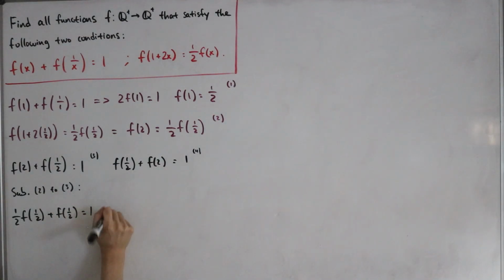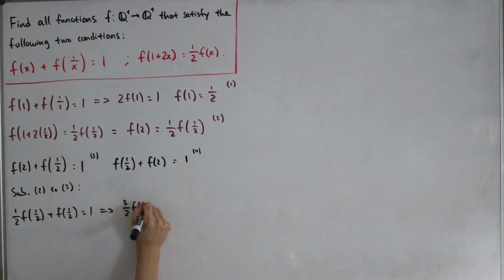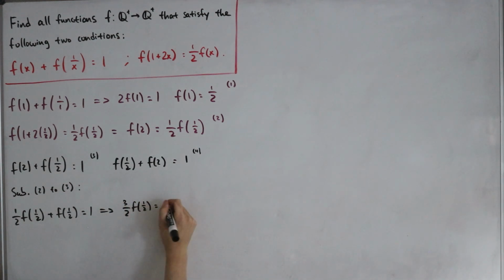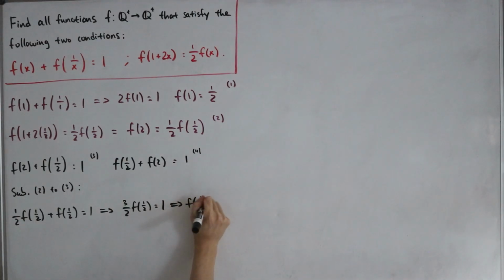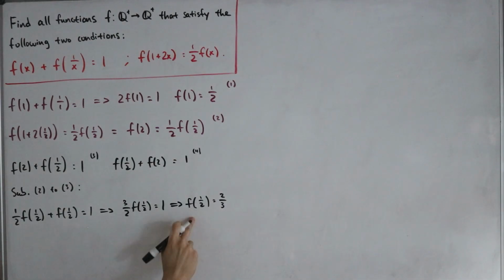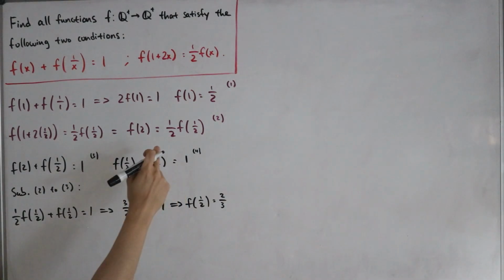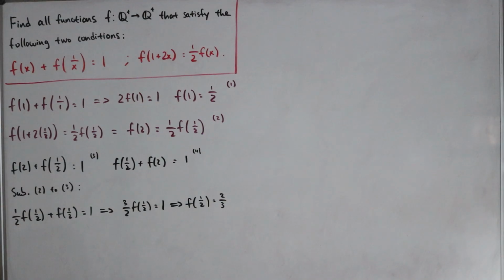So we can further imply that 3 over 2 times f of 1/2 is just equal to 1. And then we can solve that f of 1/2 is just equal to 2 divided by 3. Okay, now if we go back to equation number 2, because we just solved for f of 1/2.